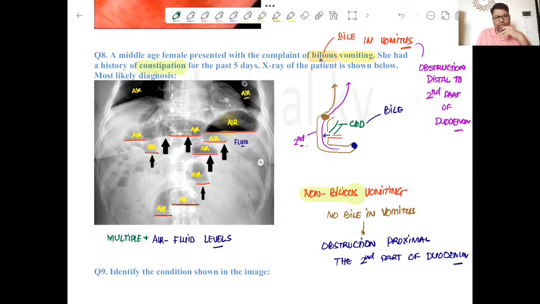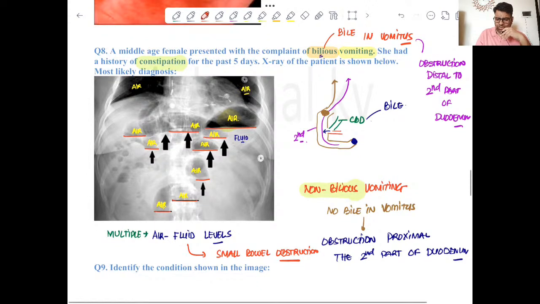So you can see plenty of air fluid levels, and in a setting of bilious vomiting, X-ray abdomen showing multiple air fluid levels, straight away your answer will be small bowel obstruction, clear? So this is how you have to answer this particular question. There are many similar things which can be seen at other places, but I am not going into those discussions because that will dilute the core concept of the question. So I just want you to remember this much for this condition, right?